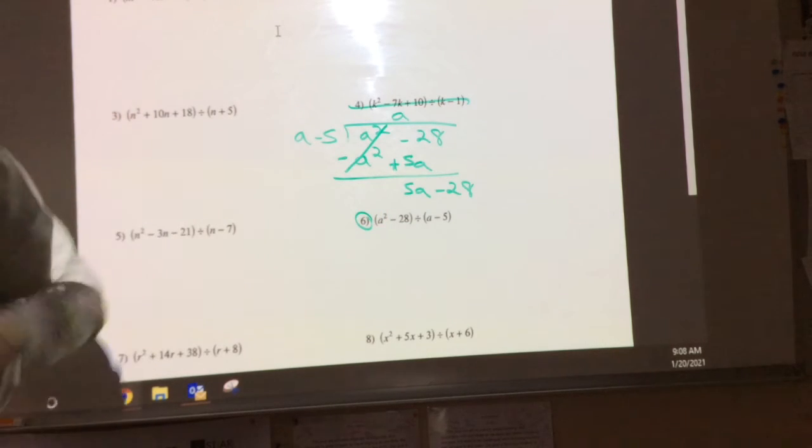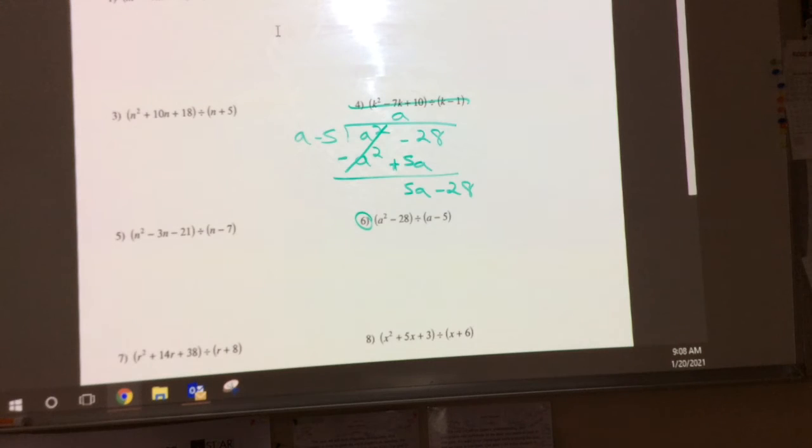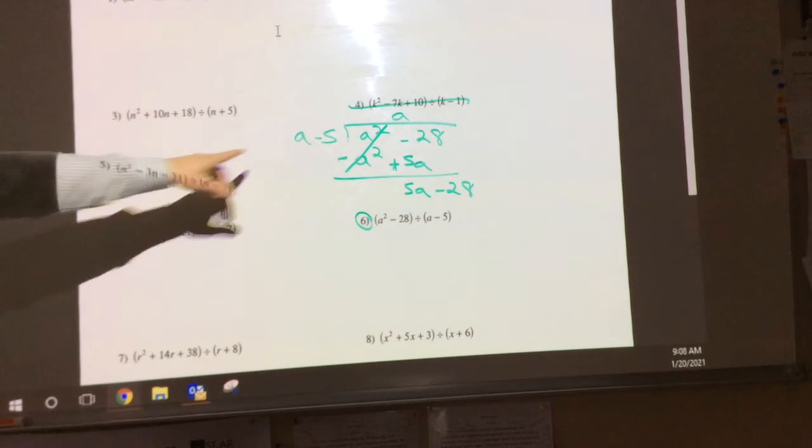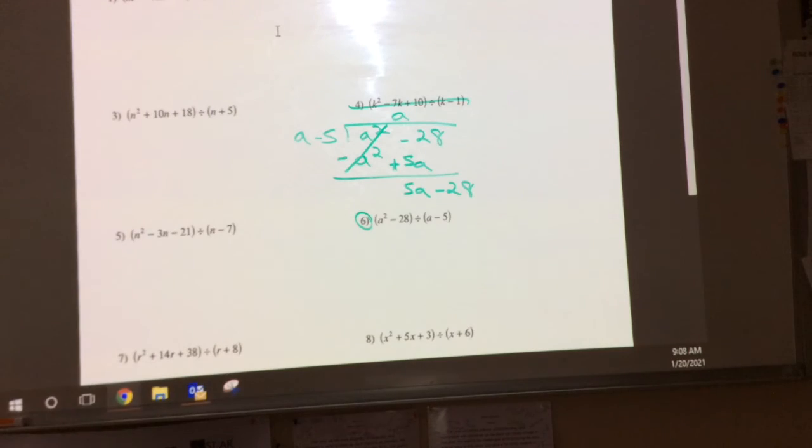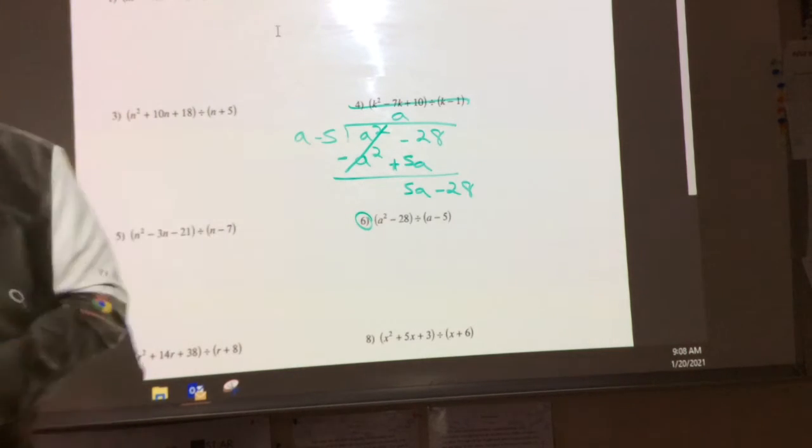Colin, would that be your remainder? No. I still have to do this step now. I have to repeat the process again. I'm just telling you, the same way, everybody go back to the last problem that we just did.